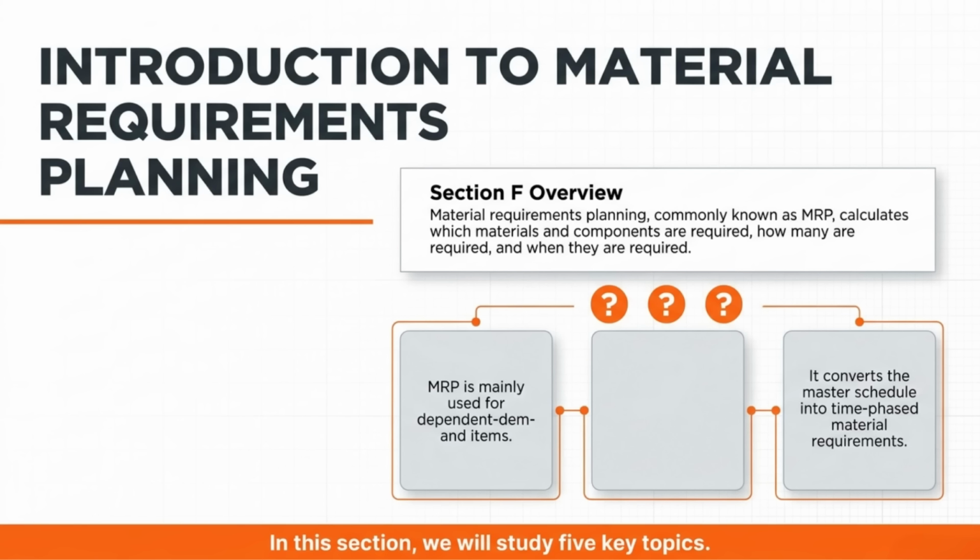Section F Overview. Material Requirements Planning, commonly known as MRP, calculates which materials and components are required, how many are required, and when they are required. MRP is mainly used for dependent demand items. It converts the master schedule into time-phased material requirements. In this section, we will study 5 key topics.